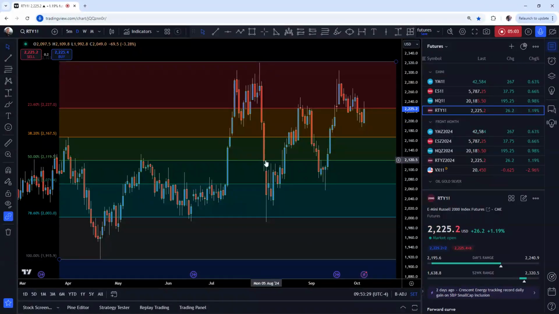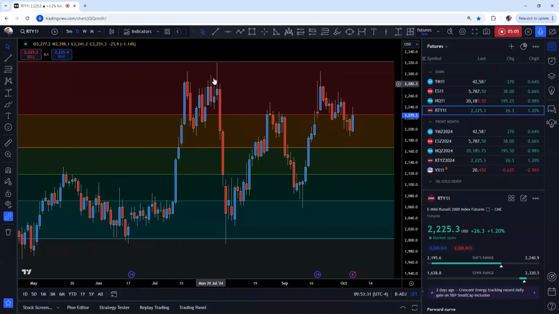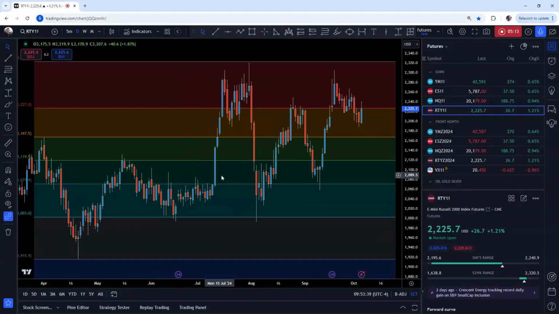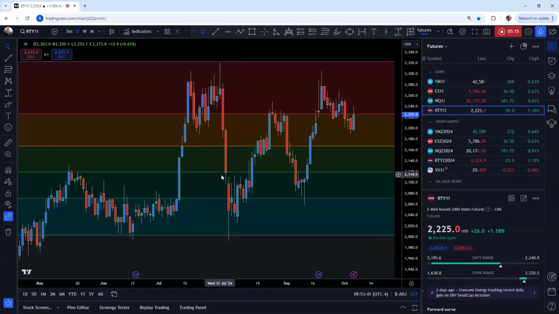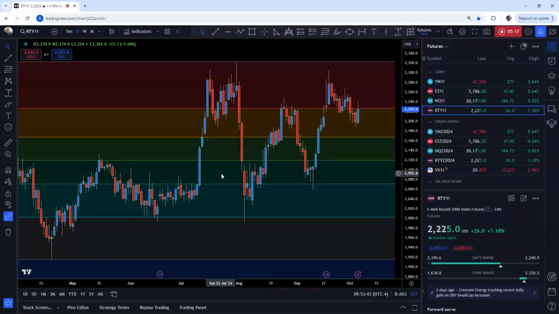There it is, 50%. So does that mean that you should automatically short the market, expecting a 50% pullback? No, not necessarily. I mean, unless that's your strategy. But can it be done? Absolutely, it could be done.